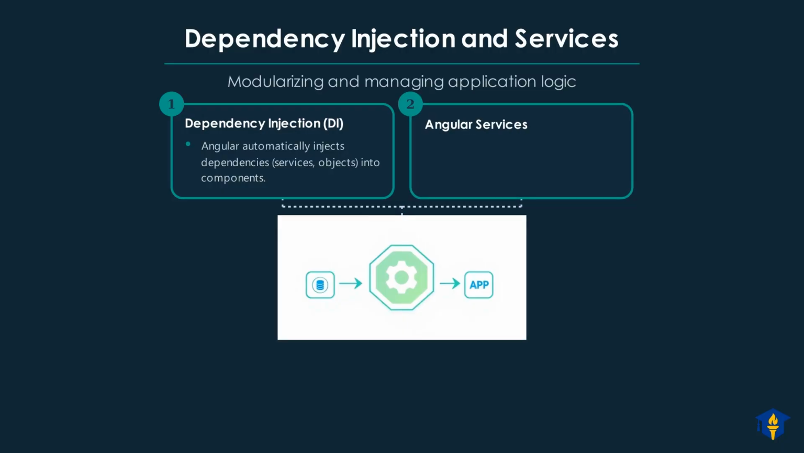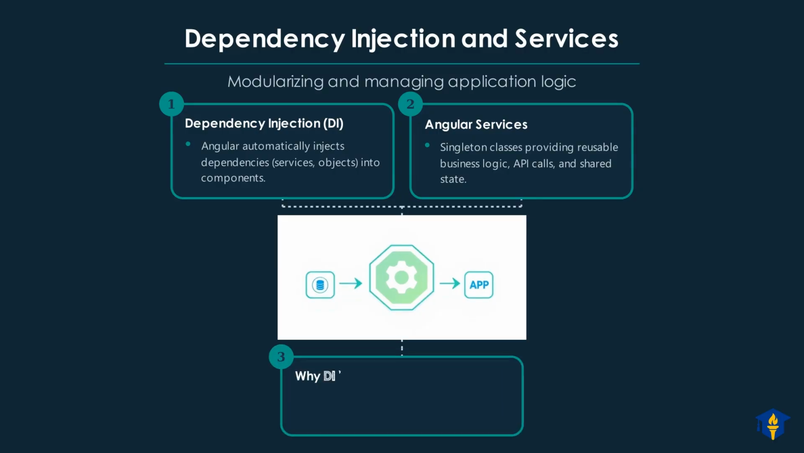Angular services are singleton classes that provide reusable business logic, API calls, and shared state. They are ideal for encapsulating functionalities that are needed across different parts of your application. DI is important because it reduces code duplication, improves maintainability, and enhances testability. This makes your application more robust and easier to manage in the long run.